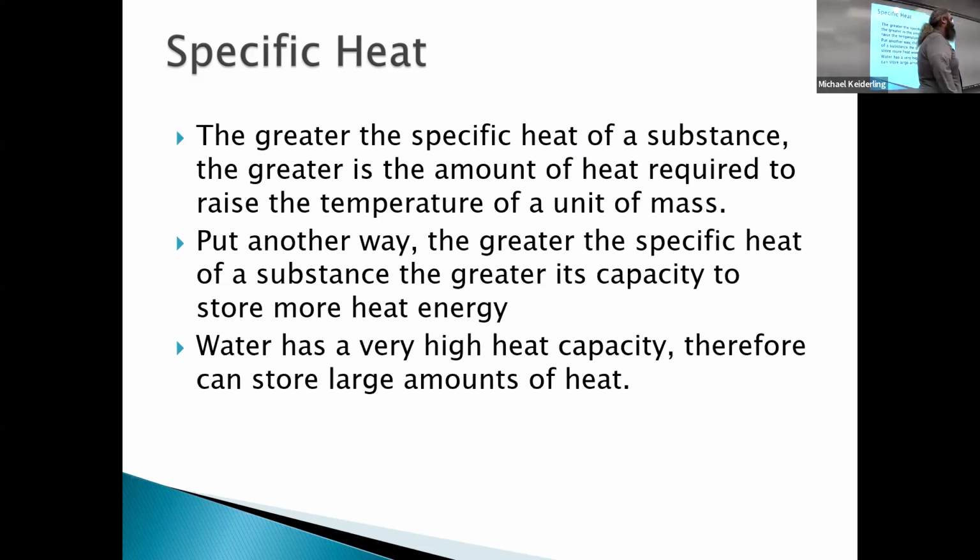And you've experienced the difference between the specific heat of different substances. Anytime you've gone to the beach in the summer, and the sand was burning hot and the water was freezing cold. I assume everyone here has had that experience at least once. That is because the specific heat of the sand is much less than the specific heat of the water. So the sand warms up a lot faster than the water does, and the water stays cold while the sand warms up. Water has a very high heat capacity and can store a large amount of heat. It's very good at storing heat.